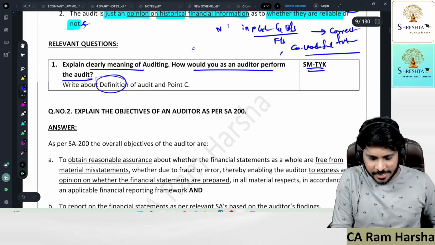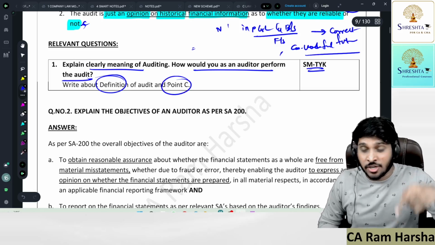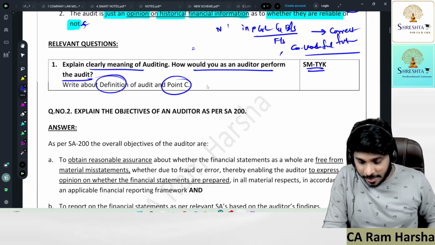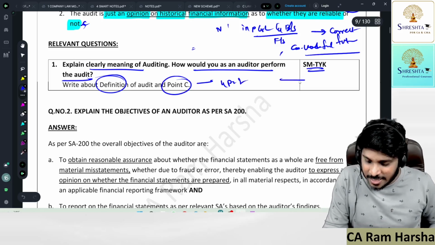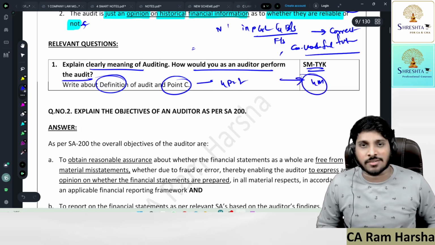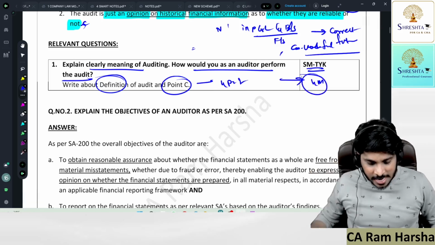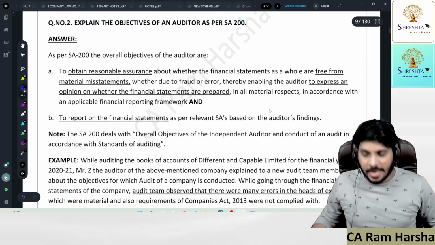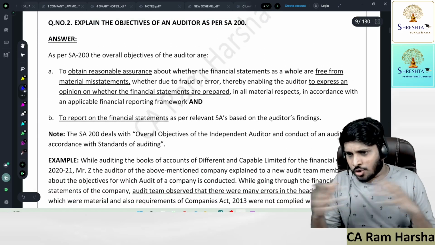What you need to write? First write the definition. Then we have seen points to be considered before expressing opinion. From that, any 4 points you can write. This question can be asked as a 4 marks question. I hope you're clear. Now, next we'll discuss one more small question. Another 10 minutes hardly. Then we'll close this session.